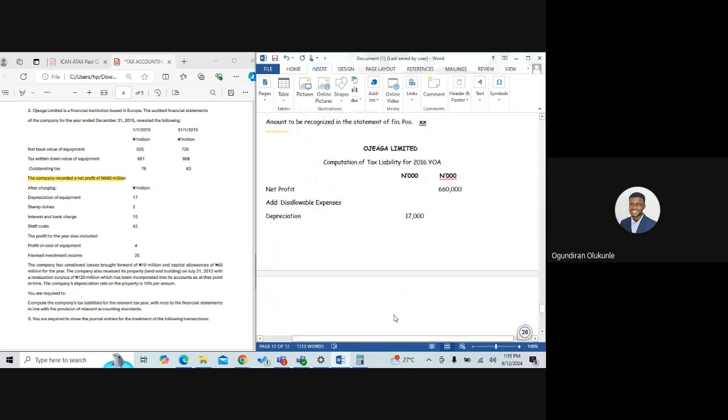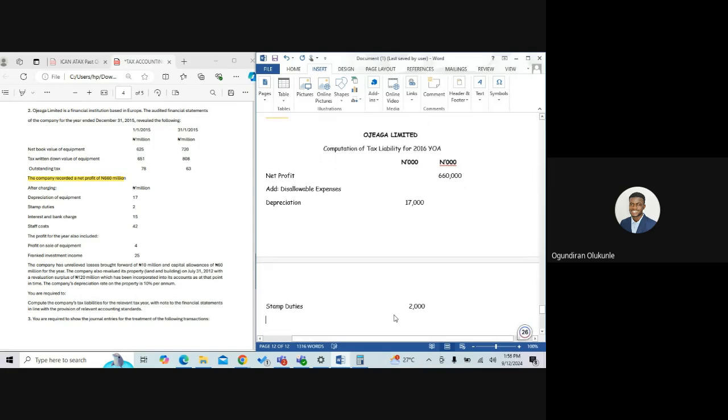We have stamp duty, right? I'm sure everyone in this class knows that stamp duty is a disallowable expense, right? And how much is stamp duty? 2 million, right? Then we have interest and bank charges, which is an allowable expense. Staff cost is also allowable. Do you have any other disallowed? No. So what's the total here? We have 19 million, right?